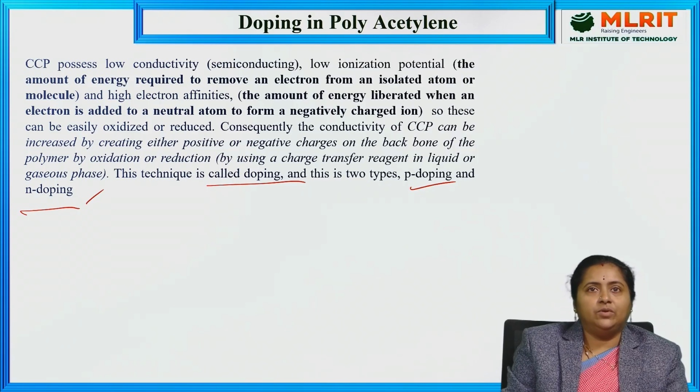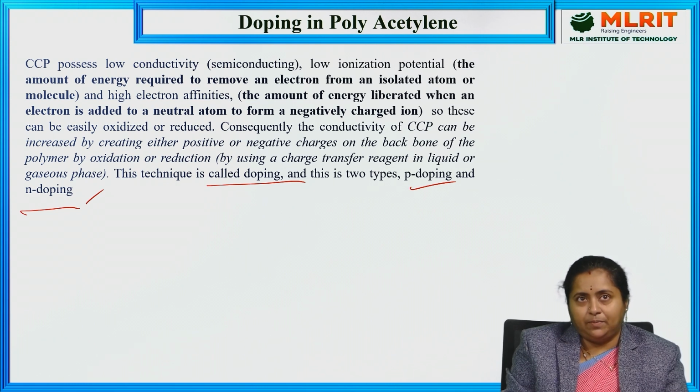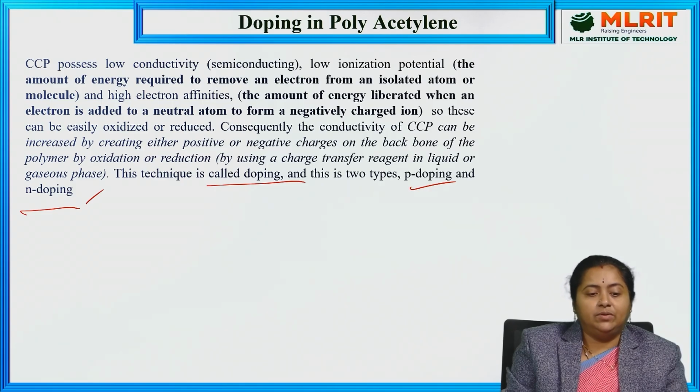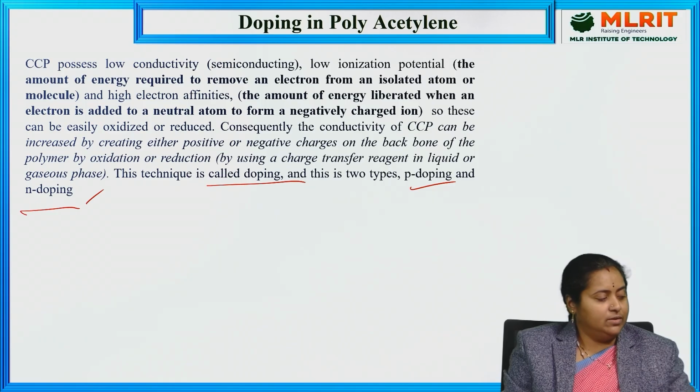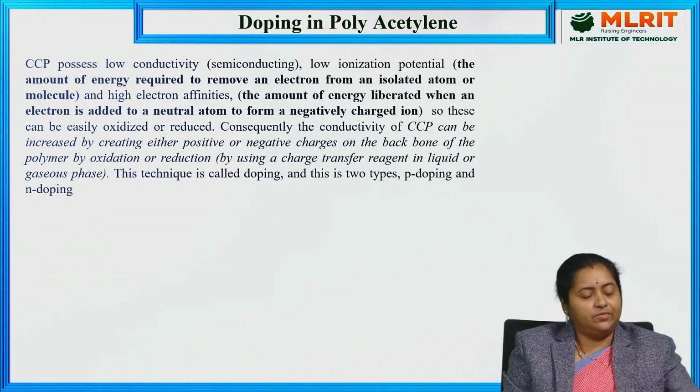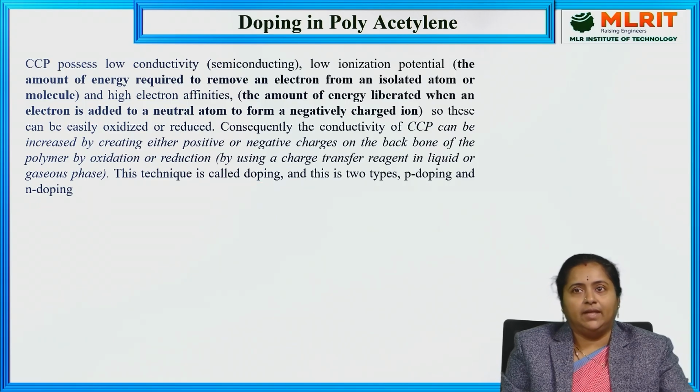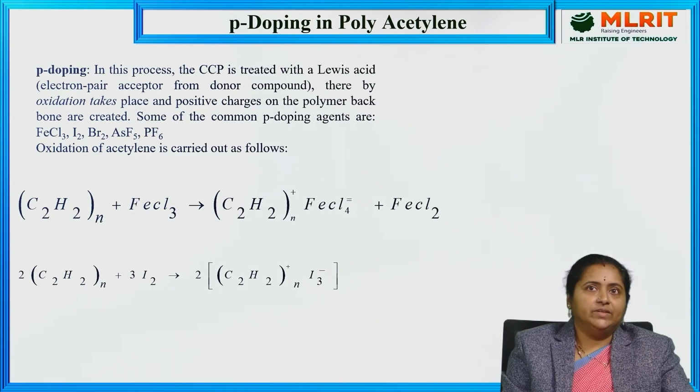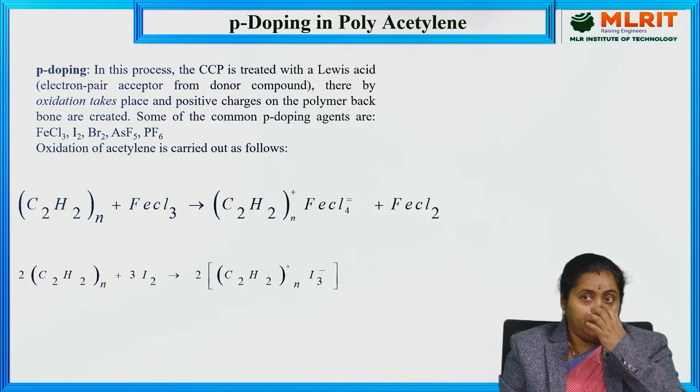So if you want to increase its conductance, either by subjecting that polymer to oxidation or reduction, so that it is able to enhance or increase its conductivity range, this process is what we call doping. And this doping, it is of how many types? Two different types. What are they? P-doping and N-doping.